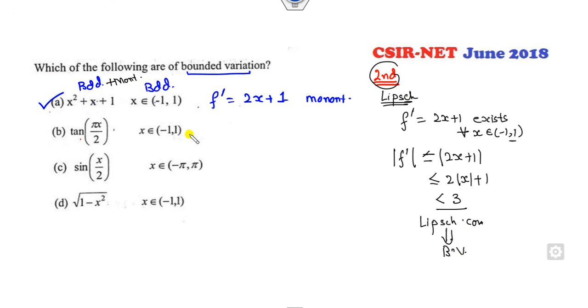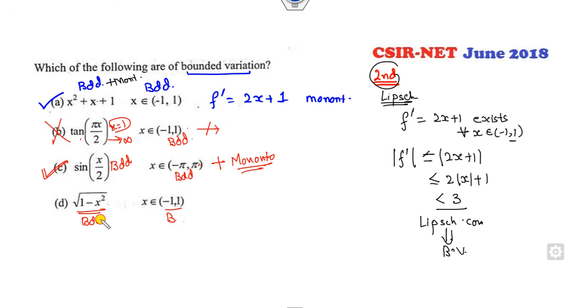Look at this one. This is bounded. Fine. But whenever x is equal to 1, this value goes to infinity. So it is unbounded. So it means it is not bounded variation. When x is minus pi to plus pi, it is always bounded. Fine. This is also bounded. Now you need to check whether it's monotonic or not. Sine or cosine is always a monotonic function over this domain. Yes, it is bounded variation. It's bounded because it's an open interval, so it can never go to 0.